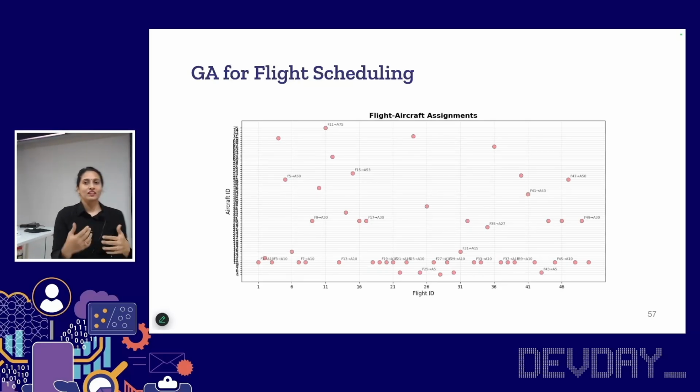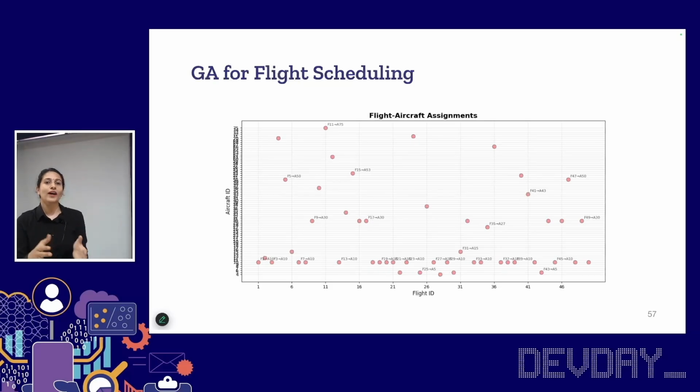So basically, even though I applied a huge penalty, don't pick the same aircraft for different flights, it is picking the same aircraft for different flights. And from the figure, I'll just read it out. If there is an aircraft A10, it is actually getting picked for flight 1, flight 3, flight 7, flight 13, flight 19, etc. This is an undesirable behavior.